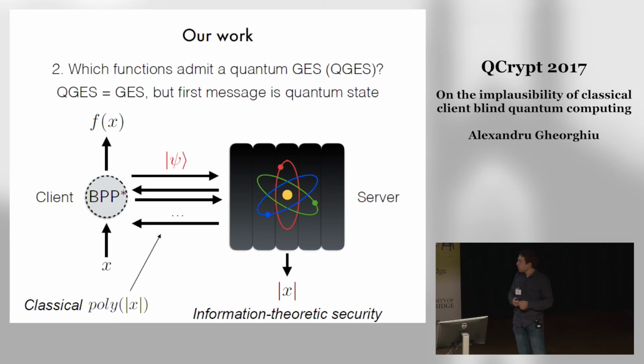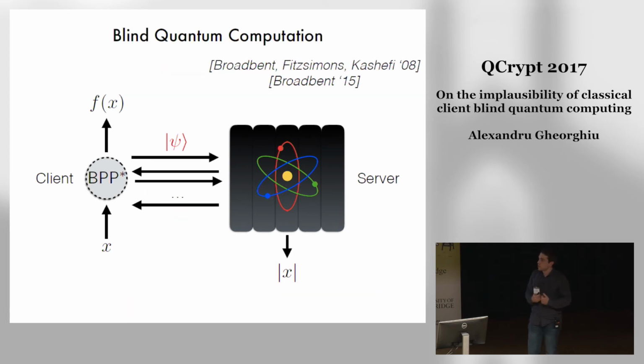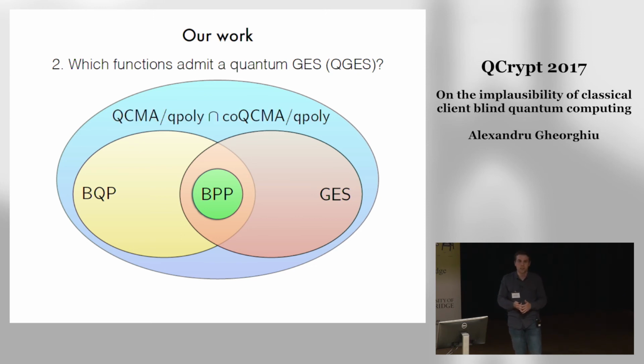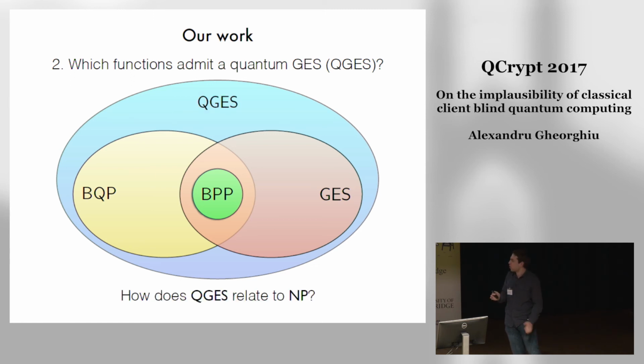Okay, so we know that these protocols already exist for BQP functions, and they're collectively known as blind quantum computing protocols. So this tells us that BQP is definitely contained in the class of functions which admit such schemes, which we'll call QGES. But what we were interested in is, well, how big is this class QGES? What extra power does that first quantum message give you? And what we found is that this class is rather large. It obviously contains BQP and GES, and again, we gave a complexity theoretic characterization of this, but I don't want to go into it. We'll just call it QGES.